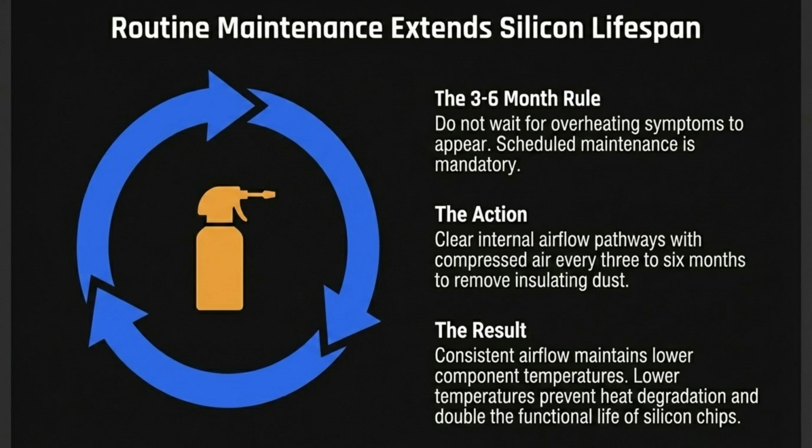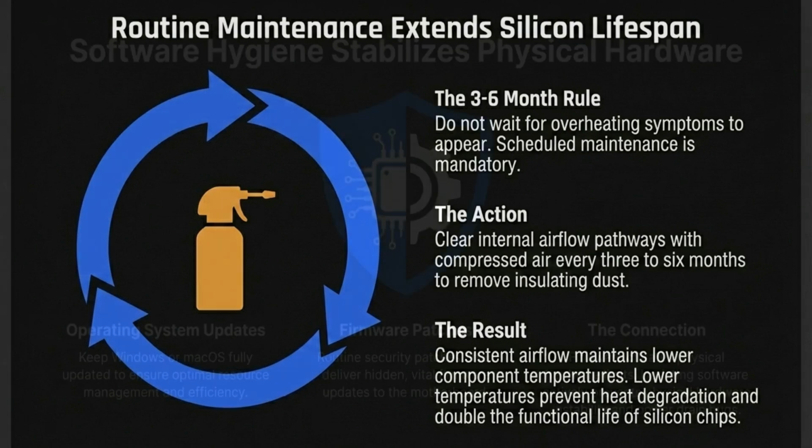Routine maintenance extends silicon lifespan. Following the 3 to 6 month rule, clear internal airflow pathways with compressed air every 3 to 6 months. Consistent airflow maintains lower component temperatures and doubles the functional life of silicon chips.